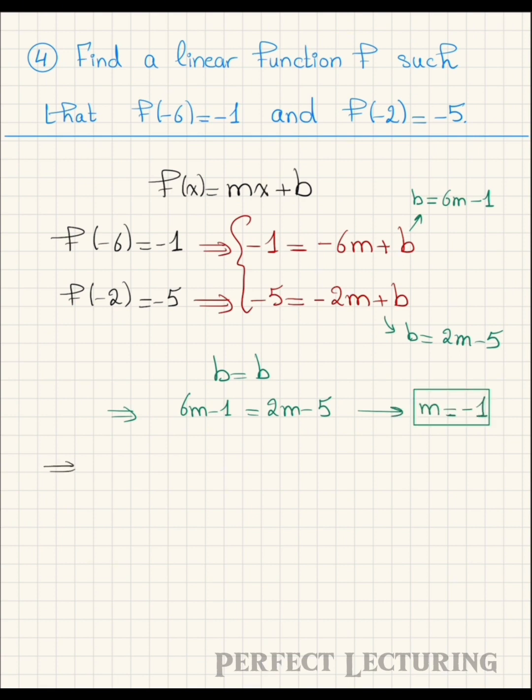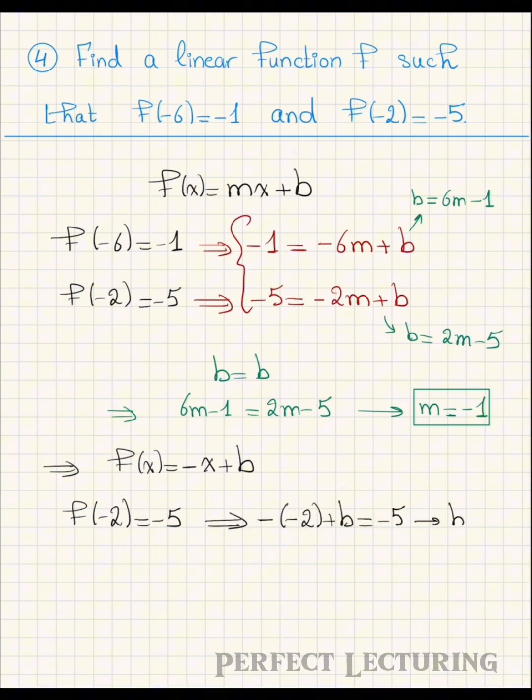So our function now is f of x equals negative 1x plus b. How to find b? We choose any of these 2 given pieces of information. Let's go with f of minus 2 is equal to minus 5. So minus 1 times negative 2 plus b is equal to minus 5, and b is equal to negative 7. Therefore, we've got our function, that is f of x is equal to negative x minus 7.